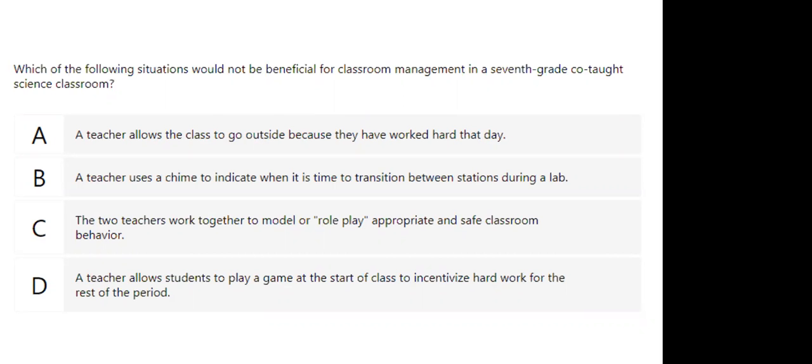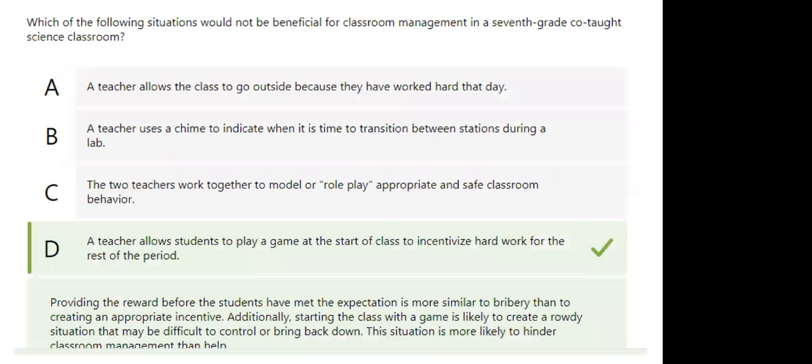All right, the correct answer to this question is D. Providing the reward before the students have met the expectation is more similar to bribery than to creating an appropriate incentive. That's very tempting, trust me, as a teacher.